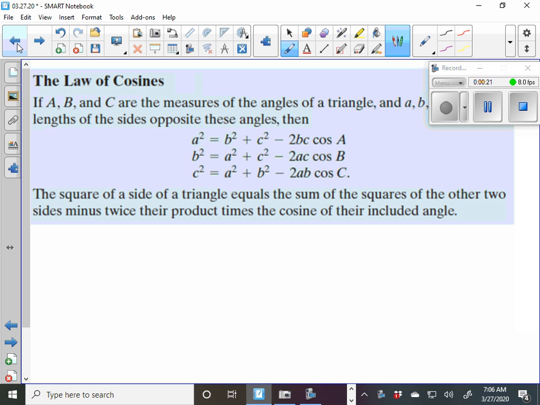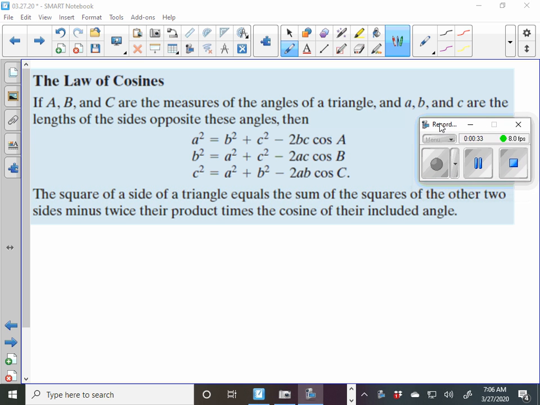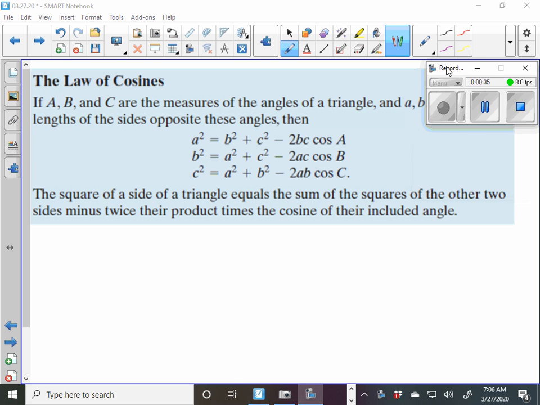Skip the page. Here we go. So if A, B, and C are measures of the angles of a triangle, and a, b, c, lowercase letters, are the lengths of the sides opposite these angles, then we have three formulas, and notice all these formulas are the same. If you were to take one of these formulas, a squared equals b squared plus c squared minus 2bc cosine A, and rearrange it to solve for an angle, you can use this in a couple of different ways. I'm going to pause and walk through the steps so this video is not quite so long.